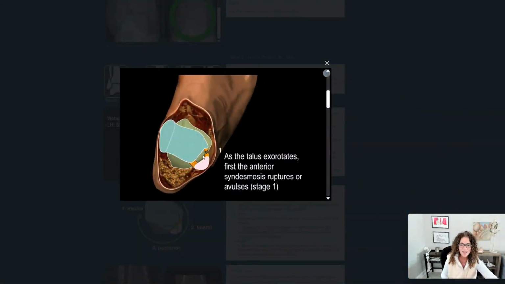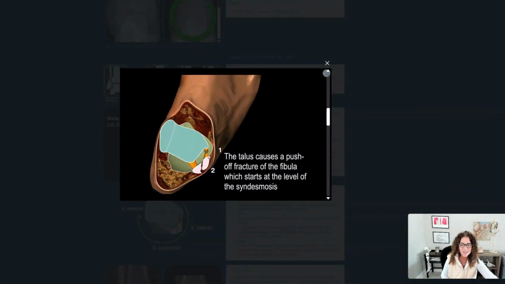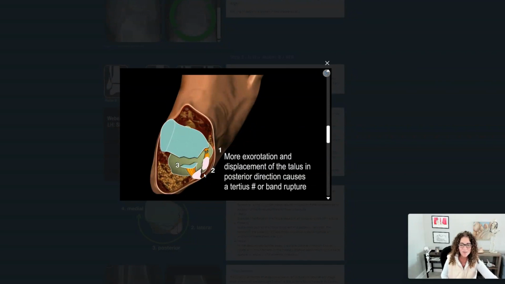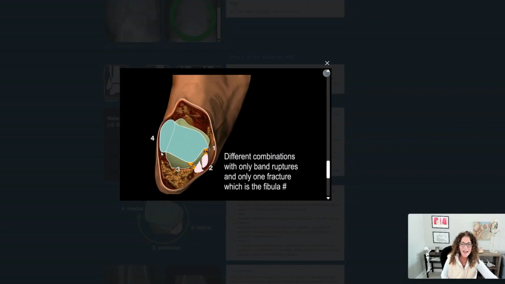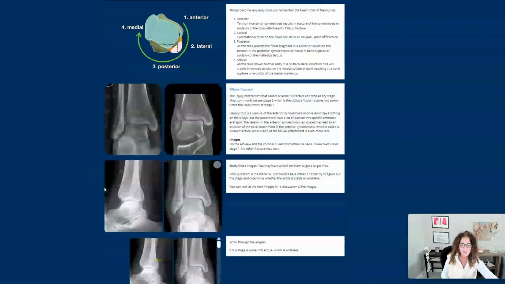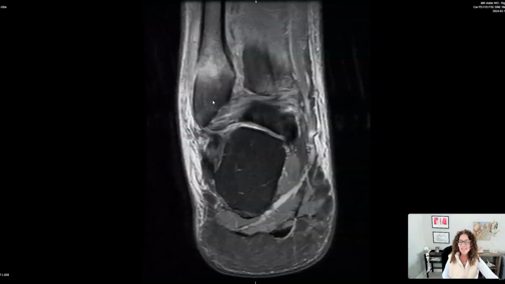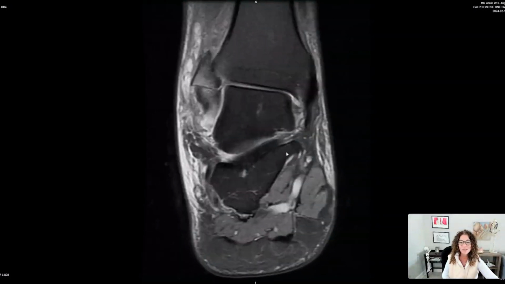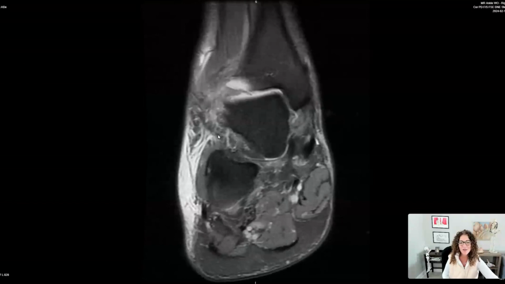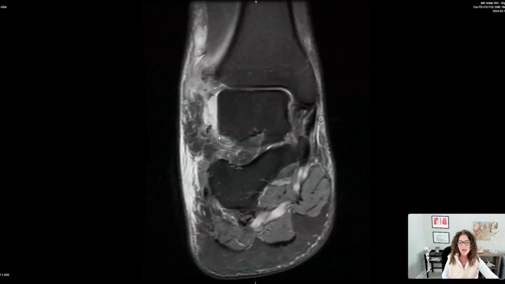If we consider that the first stage is that anterior inferior syndesmotic tear, then the fracture of the fibula, then a posterior malleolar fracture, and then a deltoid injury, you can appreciate the accuracy with which you can help your clinicians determine what exactly is the issue for this patient, what's the best treatment by staging it right from the MRI. So I hope that's been helpful.